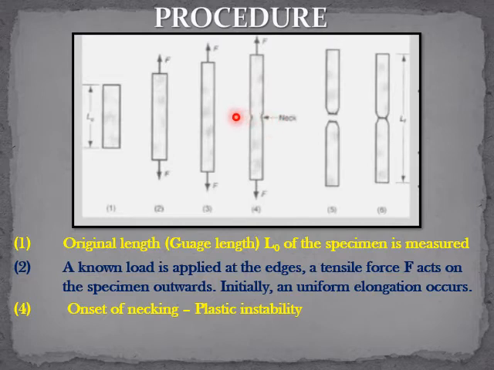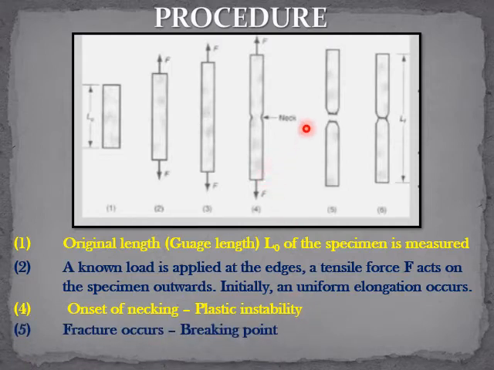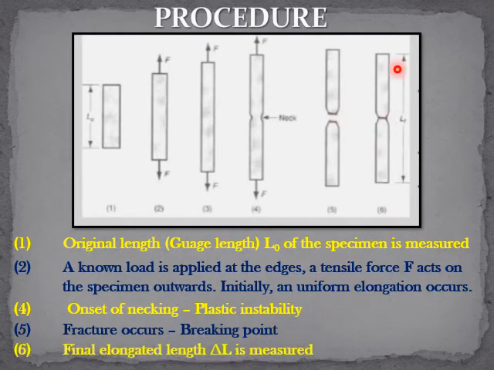That is, the material loses its stability and deforms plastically, and this is called plastic instability. On further increase in load, the entire force is concentrated at the neck point, so a fracture occurs. That is, the material breaks into two segments. Finally, the elongated length delta L is measured.